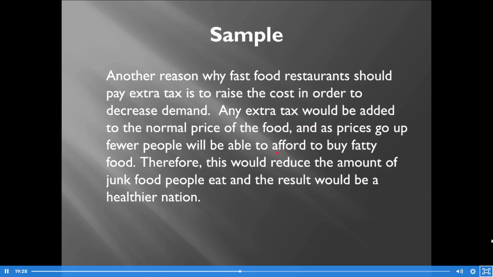Okay, so what? What does this mean? How is this going to affect anything? Therefore, this would reduce the amount of junk food people eat, and the result would be a healthier nation. And you could obviously keep going and explain and provide more and more reasons, and you simply don't have time to do that, and that is not what you are required to do on the test.